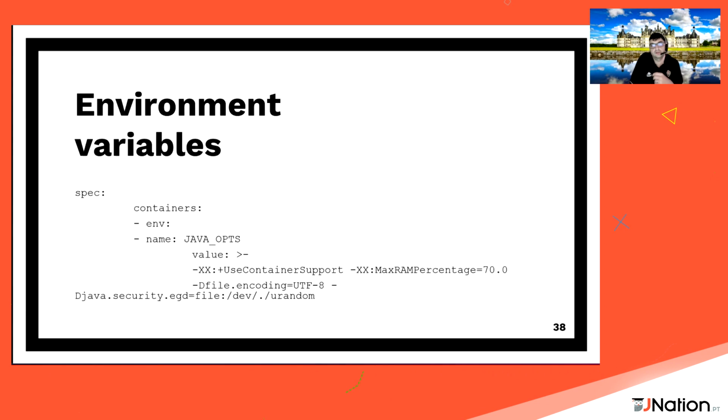So what about the environment variables? You can specify directly in your Kubernetes deployment object any environment variables you would like, such as here in this example, I decided to configure the good old Java options and use the new features of Java 11, which were backported to Java 8, about the container support and the max RAM percentage and so on.